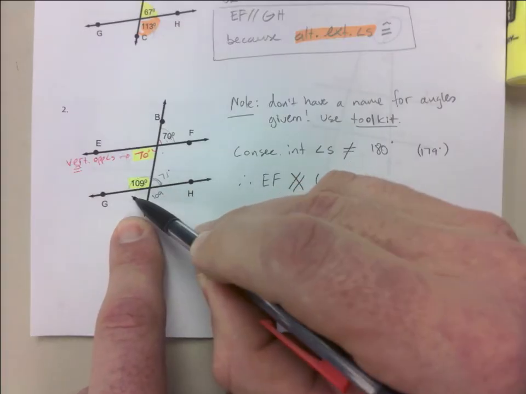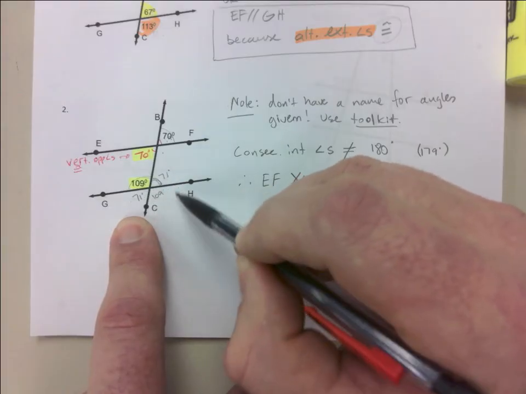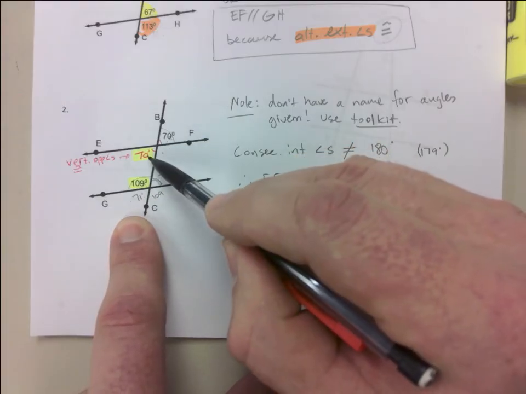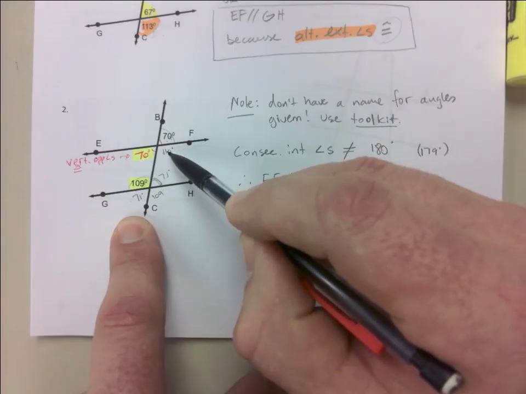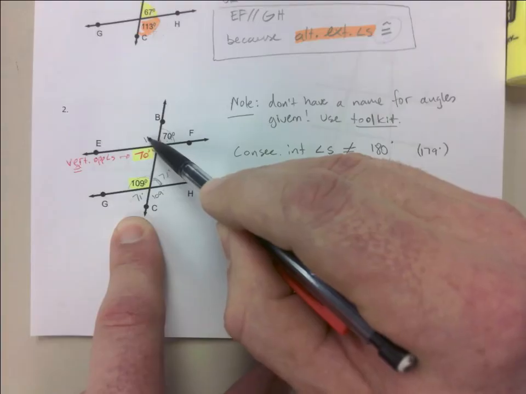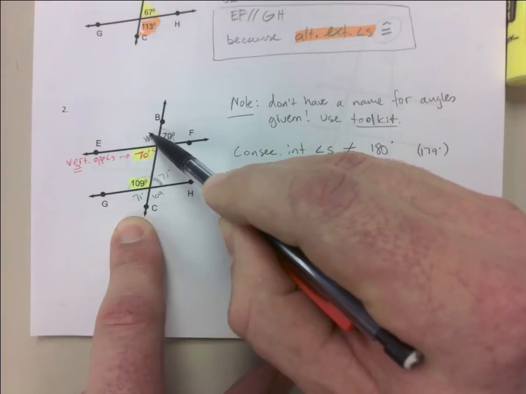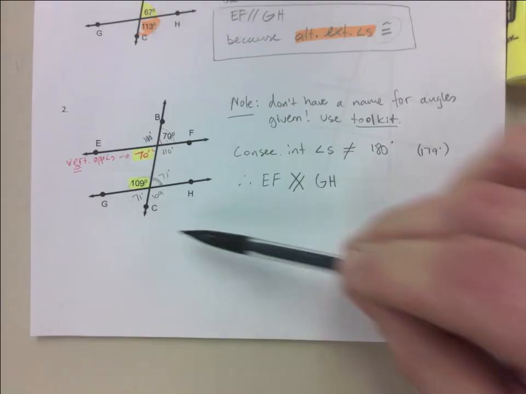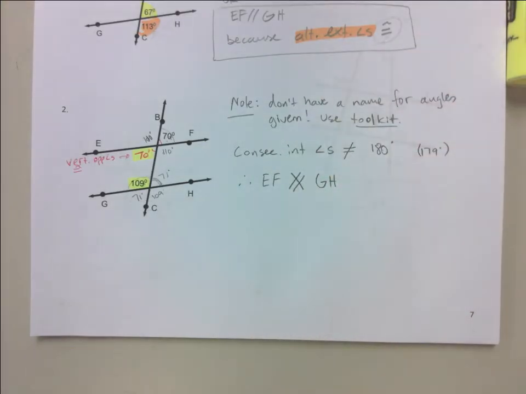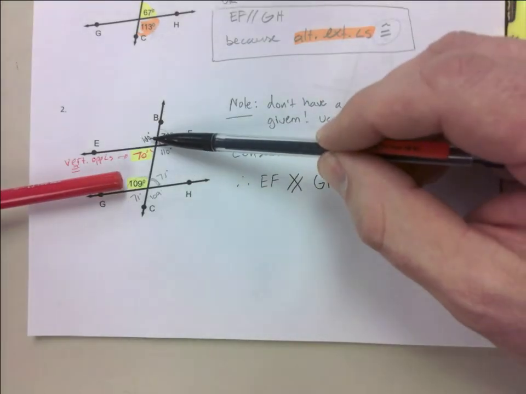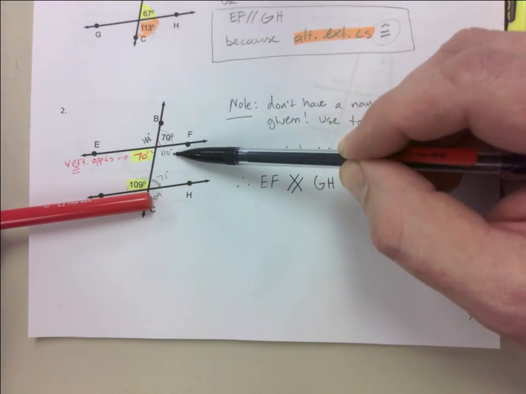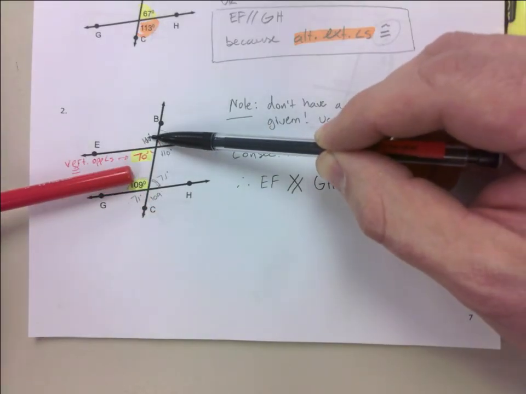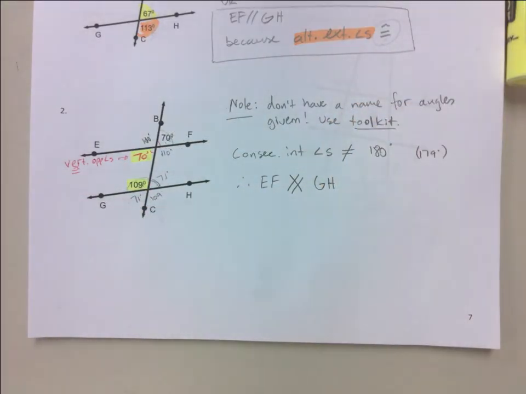If this is 71 and this is 71, right? Over here, if this is 70, then this is 110. This is 110, then this is 110. So if that helps you fill out the whole thing, no matter where you look at all the corresponding angles, they're never equal to each other. So these lines are not parallel.